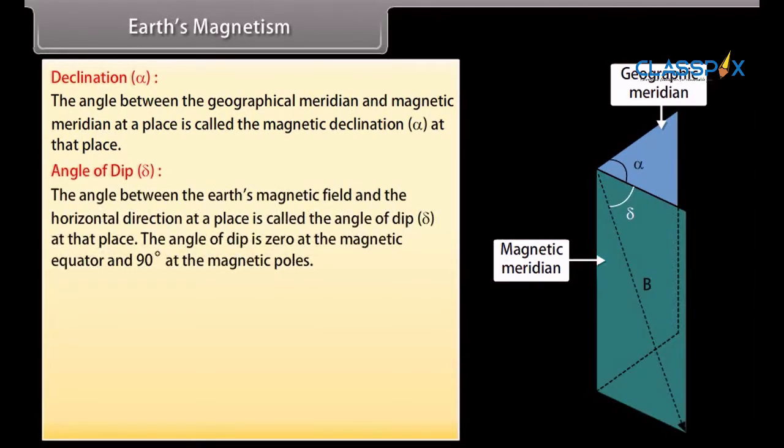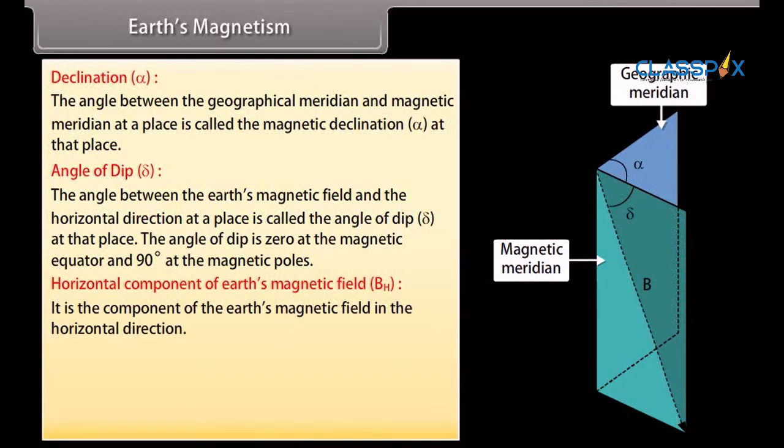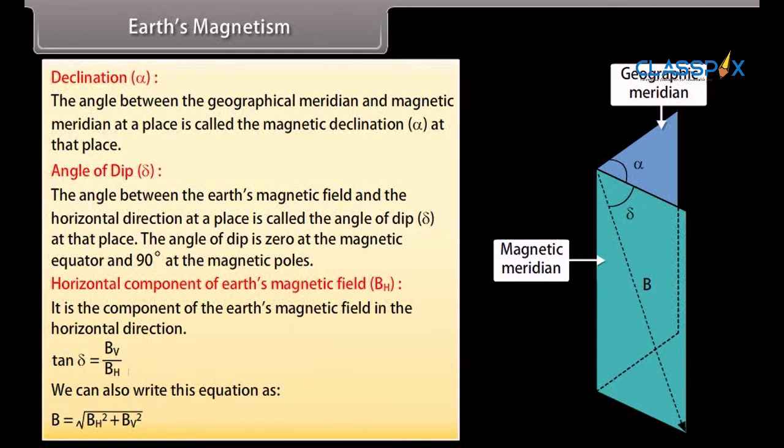The angle between the Earth's magnetic field and the horizontal direction at a place is called the angle of dip at that place. The angle of dip is 0 at the magnetic equator and 90 degrees at the magnetic poles. Horizontal component of Earth's magnetic field, BH. It is the component of the Earth's magnetic field in the horizontal direction. Tan delta is equal to BV divided by BH. We can also write this equation as B is equal to the square root of BH squared plus BV squared.